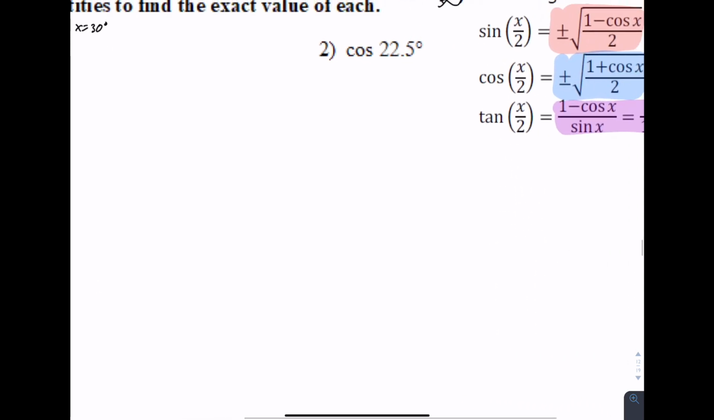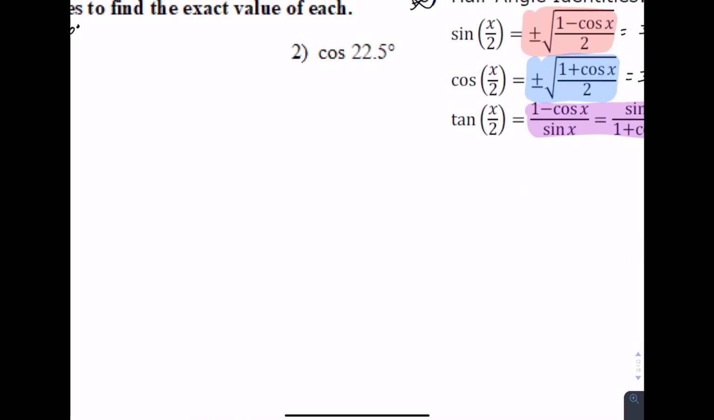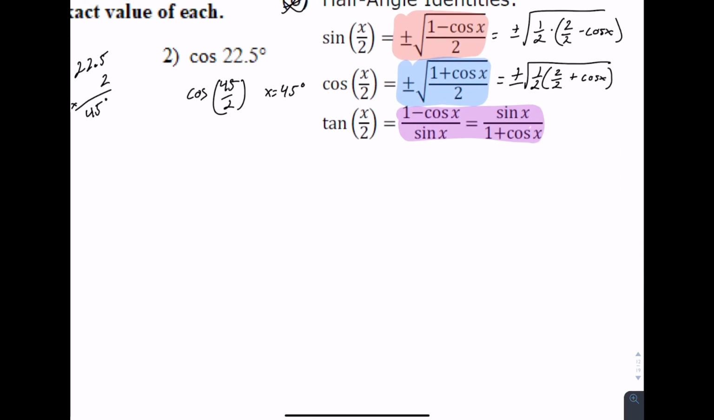Okay, so for number 2, we're going to do the same thing. Multiply the inside by 2. So 22.5 times 2, we end up getting 45. Okay, so 45 degrees. That's what's going inside, so we can rewrite this. This is cosine of 45 over 2. So now we know that x equals 45 degrees, so we use the cosine formula.